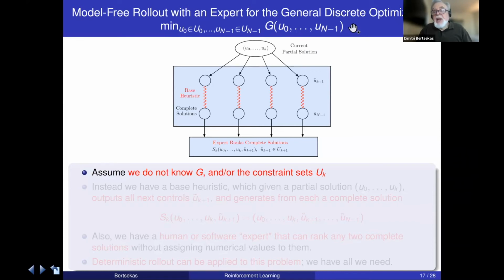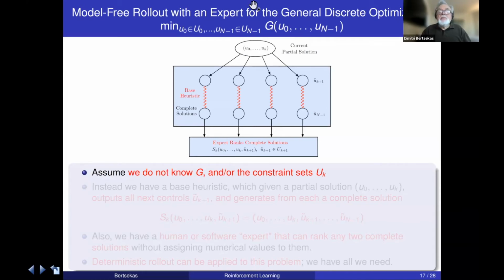We have already discussed that we can formulate this problem as a dynamic programming problem where we pick the components of the solution one at a time, first u0, then u1, and so on, with the state being the current partial solution. So from u0, we go to the state u0, u1 with choice of u1, then u0, u1, u2, and so on.